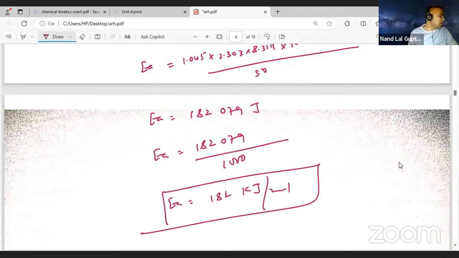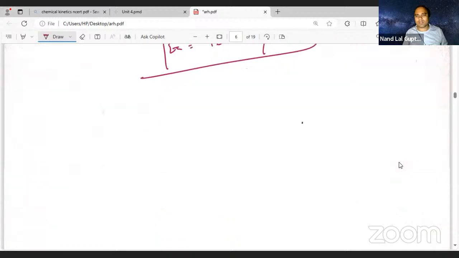Okay, like that, you need to solve the problem. Let me check the values, whether it is correct or not. 182, 100% this is correct. Okay, very simple. Now, let us move on to the next question.